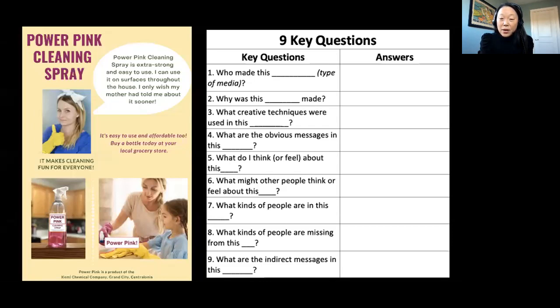And what do I think or feel about this ad? You might think, oh, this product is easy to use and it's fun and it can help clean your house. What might other people think or feel about the ad? Okay, so some of you are picking up on this. What kinds of people are in the ad? Two women and a girl. And what kind of people are missing from this ad? There are no men or boys.